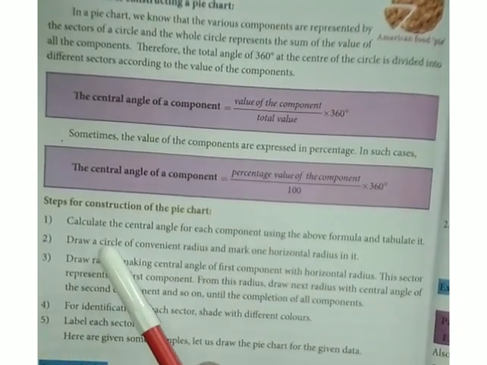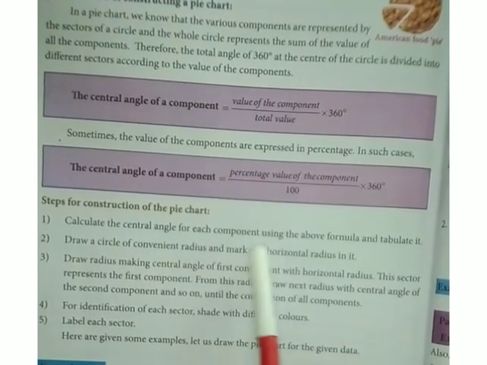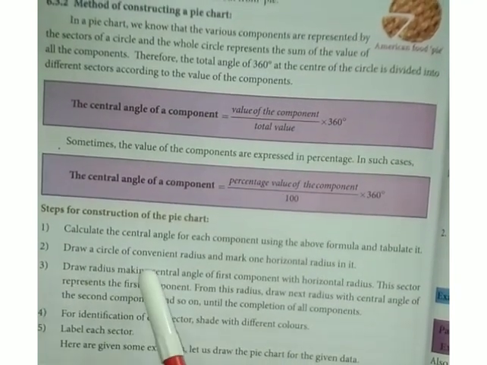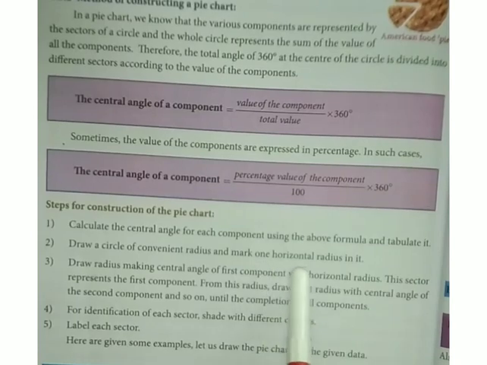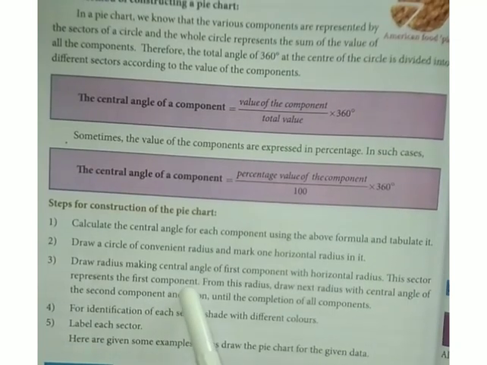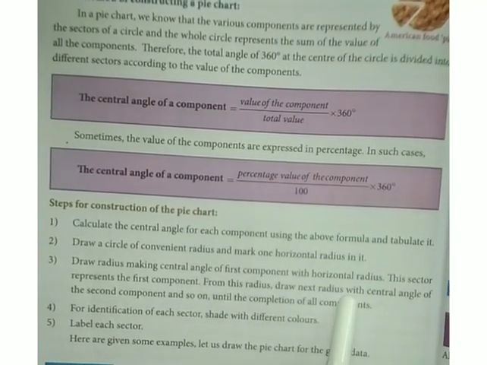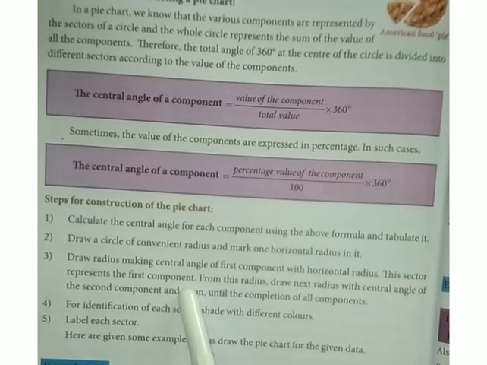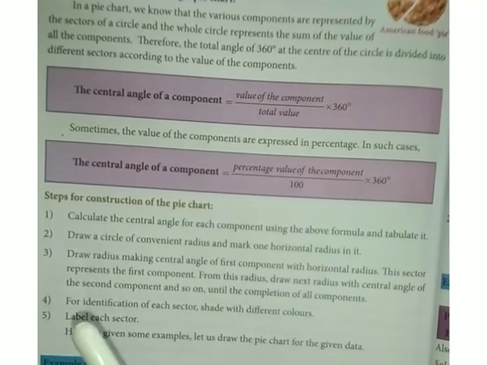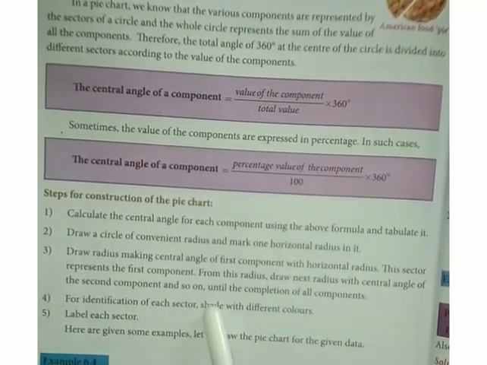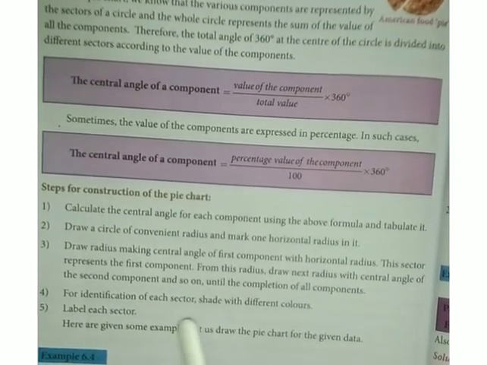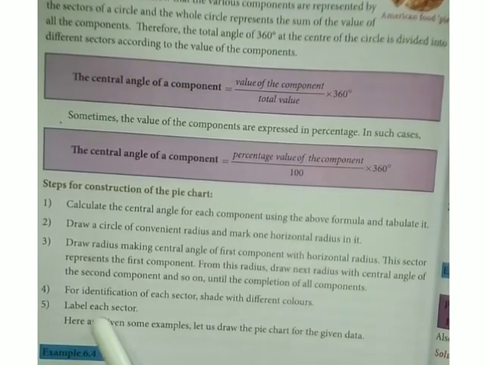Steps for construction of the pie chart. First one, calculate the central angle for each component using the above formula and tabulate it. Second step, draw a circle of convenient radius and mark one horizontal radius in it. Third step, draw a radius making the central angle of the first component with the horizontal radius. This sector represents the first component. From this radius, draw the next radius with the central angle of the second component and so on until the completion of all components. For identification of each sector, shade with different colors. Label the sector.